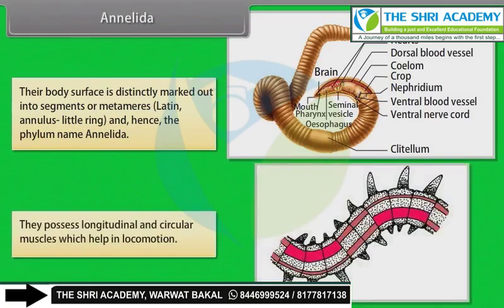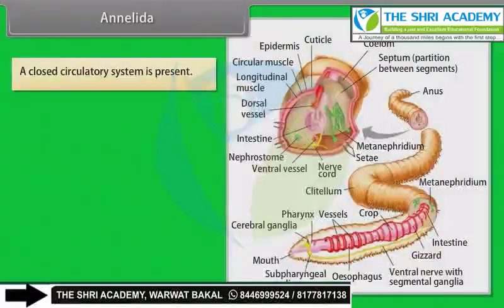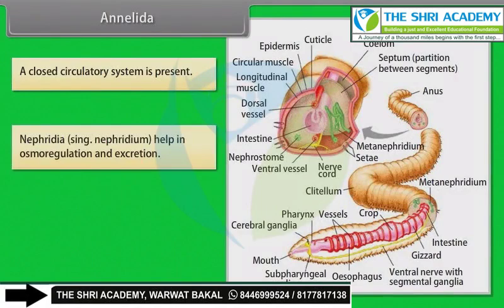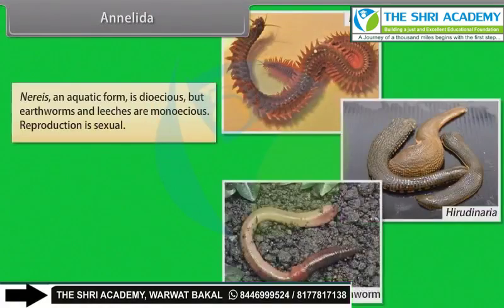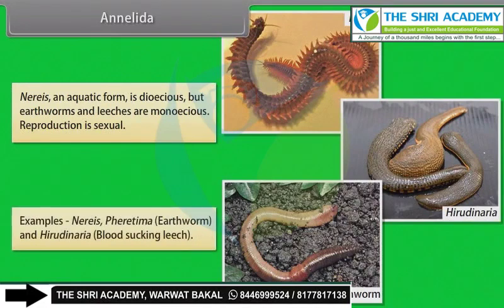They possess longitudinal and circular muscles which help in locomotion. A closed circulatory system is present. Nephridia, the singular being nephridium, help in osmoregulation and excretion. Neural system consists of paired ganglia, the singular being ganglion, connected by lateral nerves to a double ventral nerve cord. Nereis, an aquatic form, is dioecious, but earthworms and leeches are monoecious. Reproduction is sexual. Example, Nereis, Pheretima, that is earthworm, and Hirudinaria, that is blood-sucking leech.